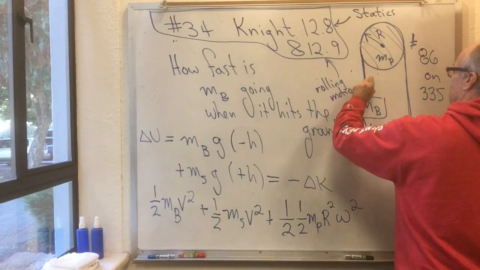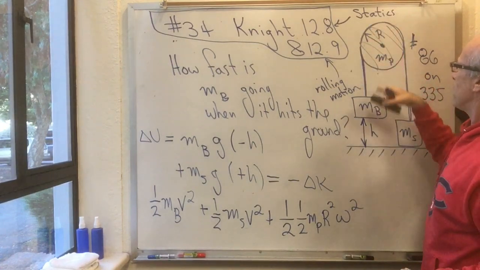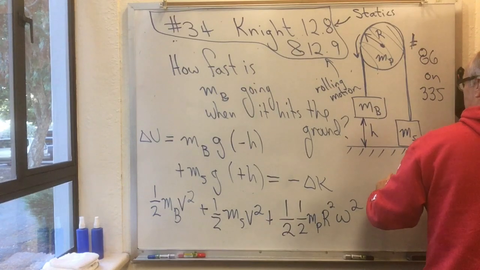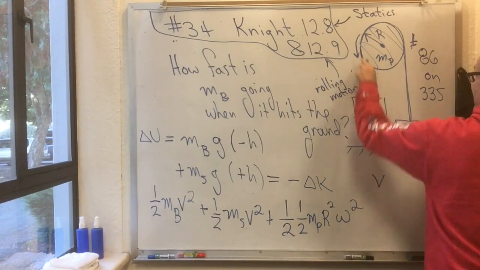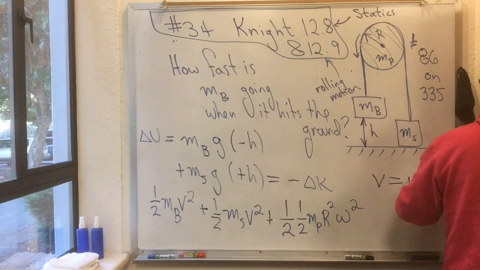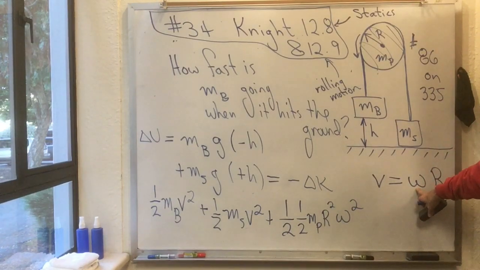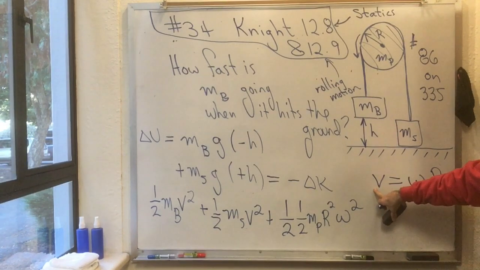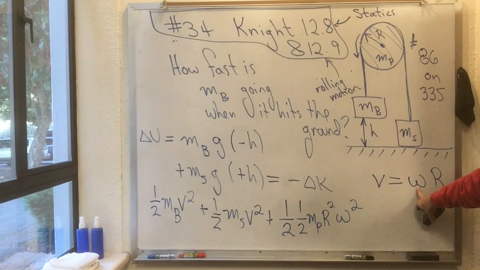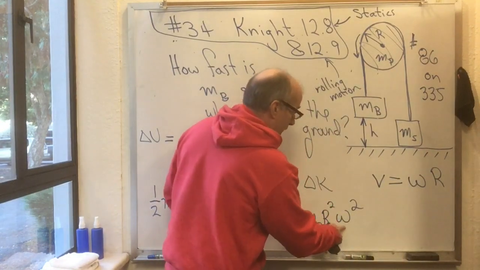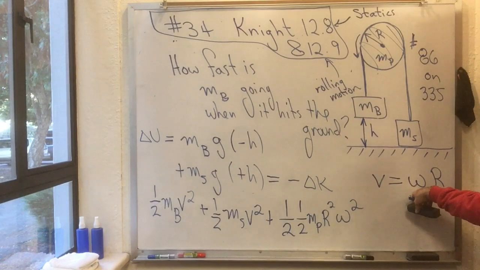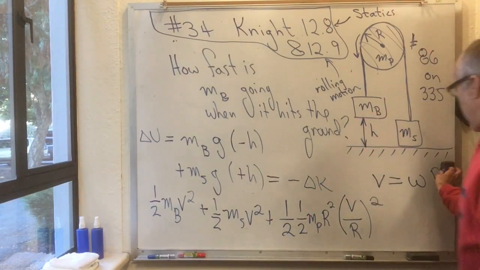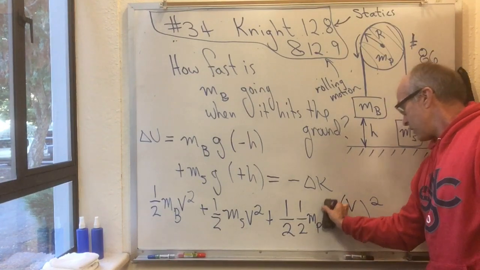If this thing is going down with speed v, that's because this wheel is turning. And the velocity of the cable that's passing by, which is v, because that same cable is attached to m_b, is equal to omega times capital R. Because this is the angular speed of the pulley, and this is the radius of the pulley, and we know that the relationship between tangential velocity, angular velocity and radius is that. So we can solve this for omega, and then we get omega equals v over R. Now that's kind of nice. You see that R squared there? That canceled that R squared there.